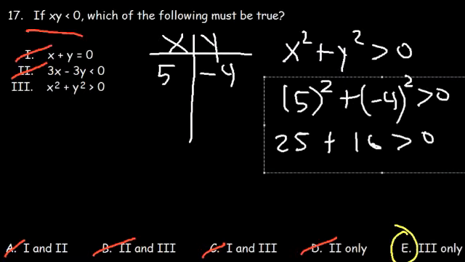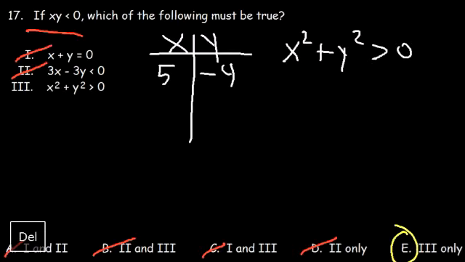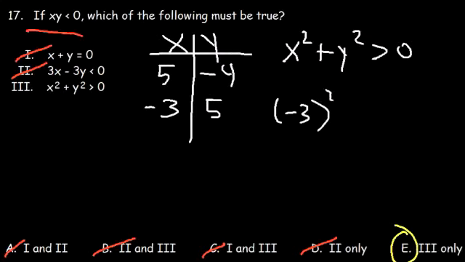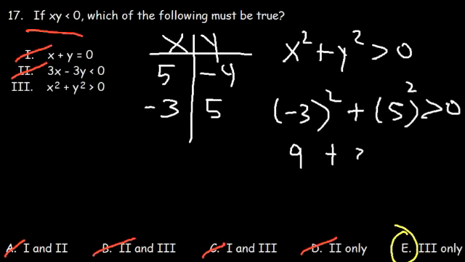And let's say if we choose a different test point. Let's say x is a negative number and y is a positive number. Negative 3 squared plus 5 squared will also give us a positive result. This is 9 plus 25, which is also greater than 0. So we cannot disprove number 3, which means 3 must be true. So therefore E is the right answer.